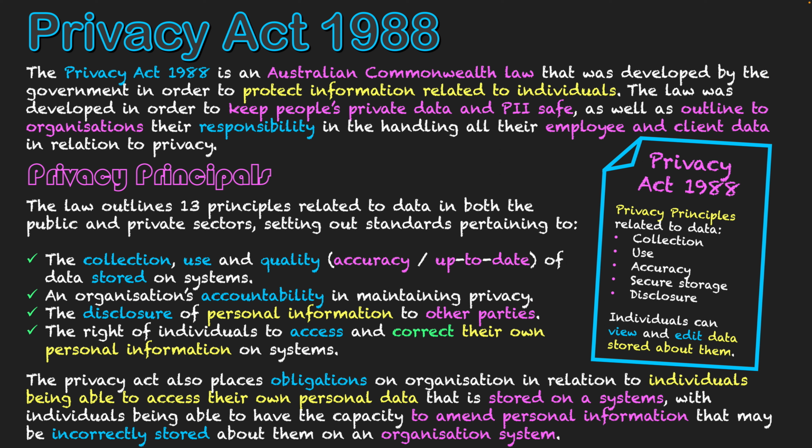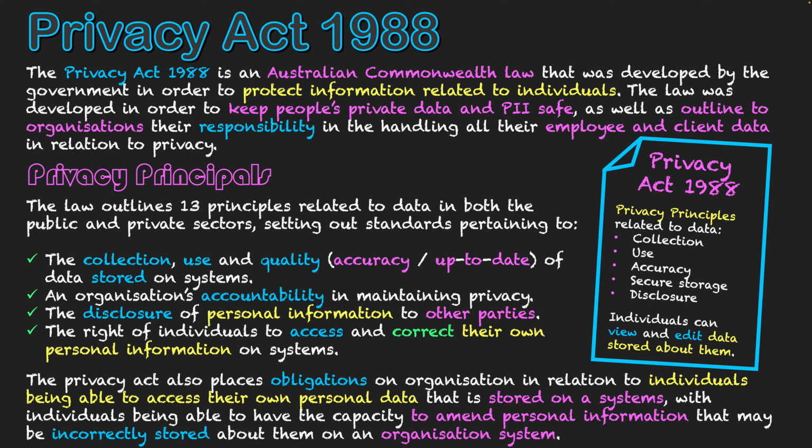So I hope this video has given you an understanding of the Privacy Act 1988, how it was made to protect the privacy of individuals when organizations are storing information about different people, how there are 13 privacy principles, although we did summarize them here. They're related to the collection, use, and quality of data, and how data is stored on a system, how organizations are accountable for maintaining privacy, how there are rules around the disclosure of information to other parties, and that data stored on systems should be correct.